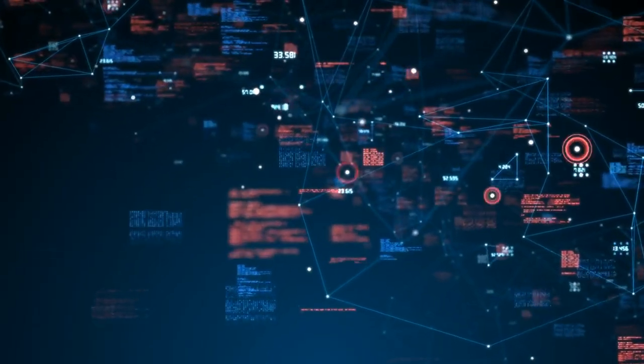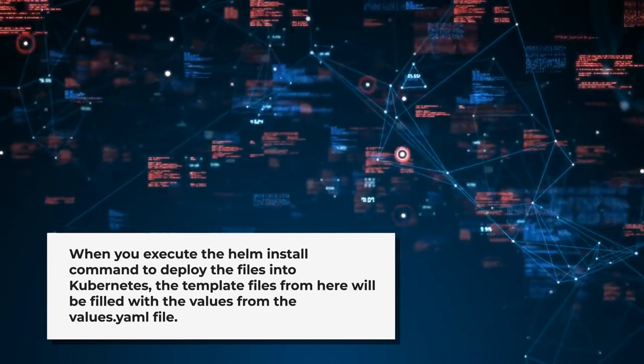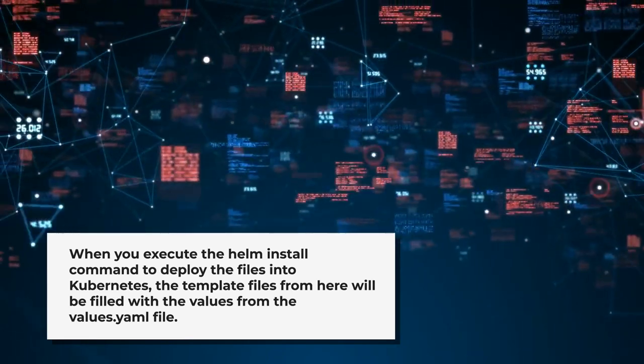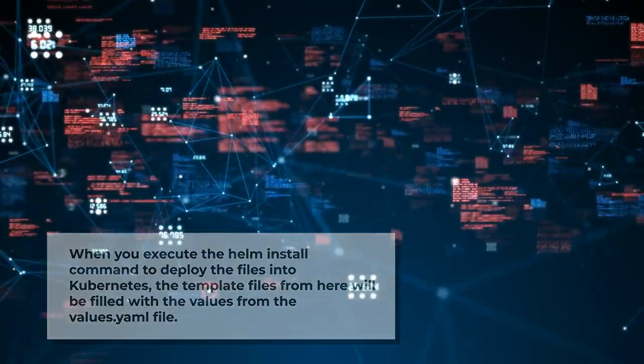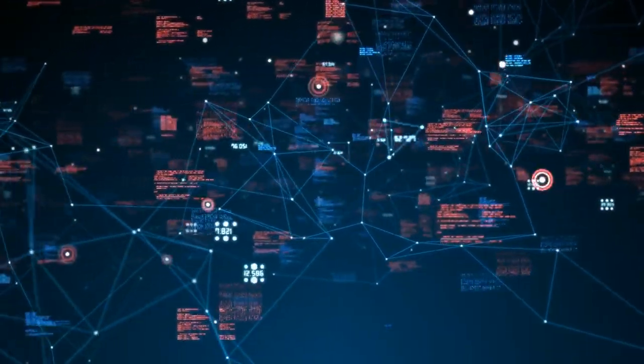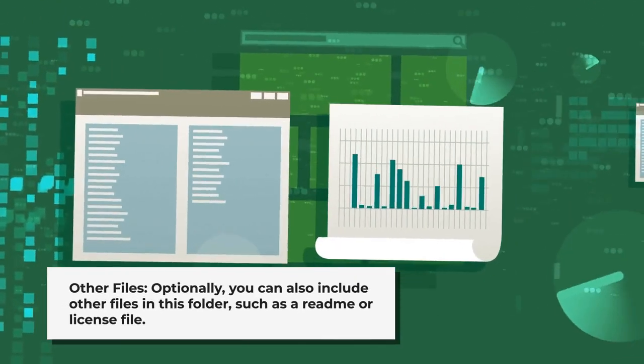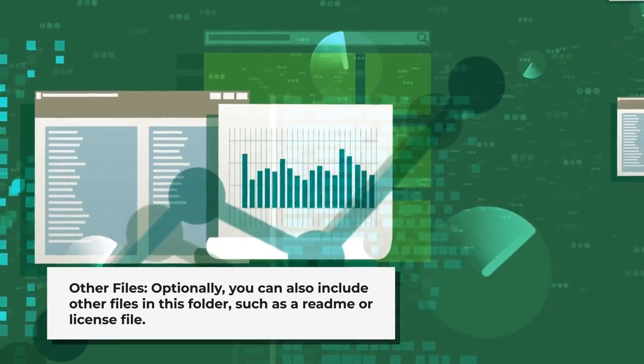When you execute the Helm install command to deploy the files into Kubernetes, the template files from here will be filled with the values from the values.yaml file. This produces valid Kubernetes manifests that can then be deployed into Kubernetes. Other files. Optionally, you can also include other files in this folder, such as a readme or license file.